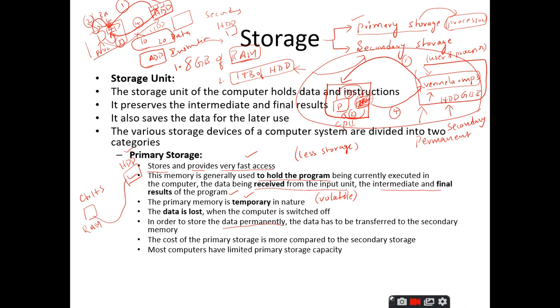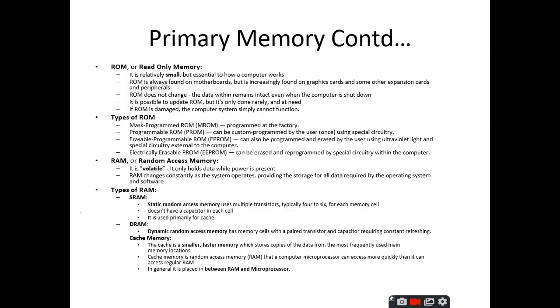And we told that the primary storage capacity is very limited in nature in every computer. Once we know about this primary memory, let us see what are the various categories of primary memory we have. We have only two categories of primary memory. One is called ROM and another one is called RAM.